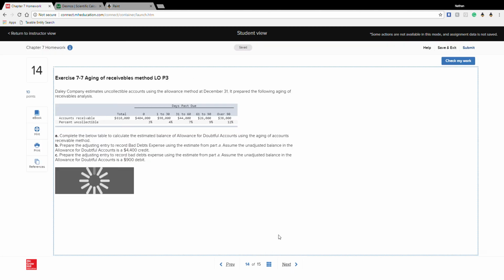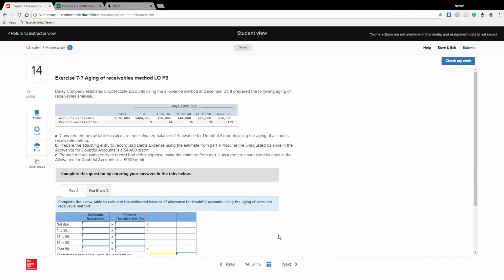So, let's head to question 14. Question 14 is again an allowance method, but it's dealing with age of receivables. So this could end up being a little bit fun. Okay, so the company estimates uncollectible accounts using an allowance method at December 31st. It prepares the following aging of receivable analysis.